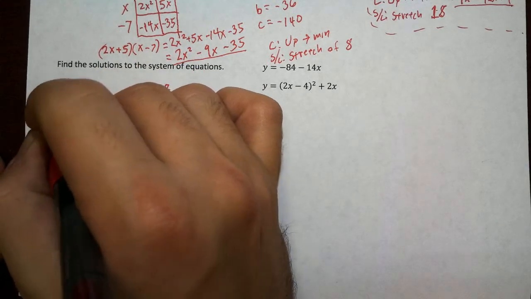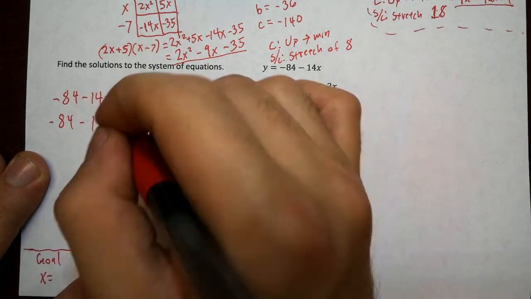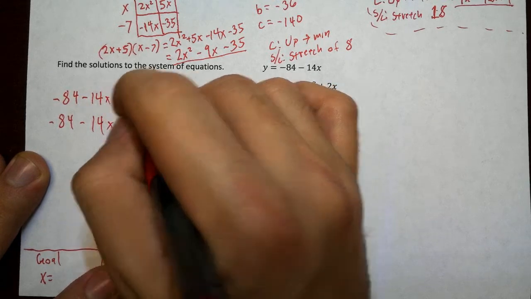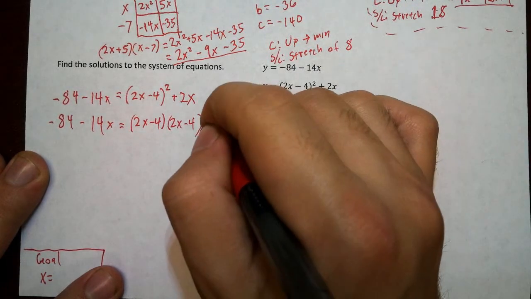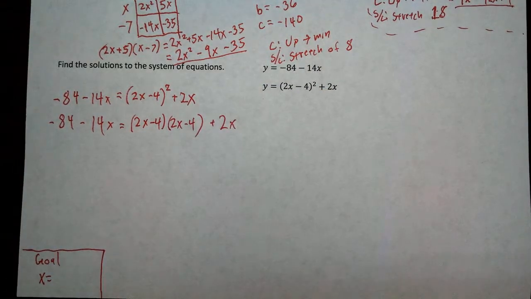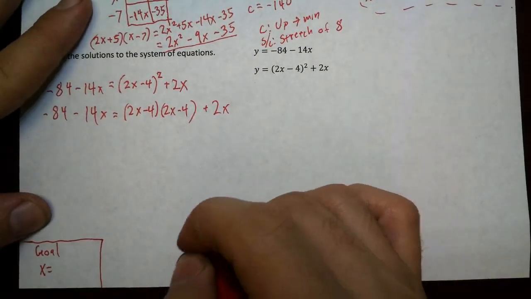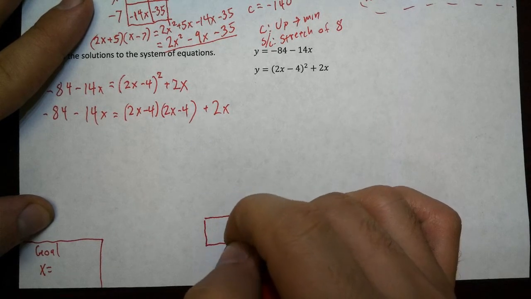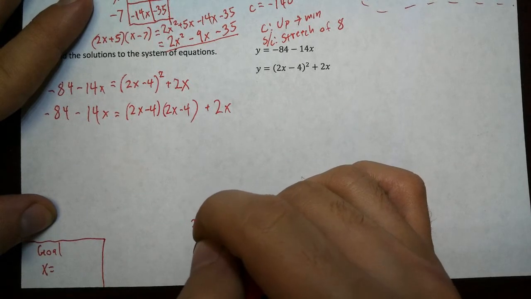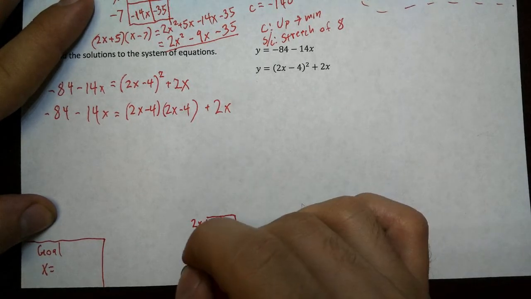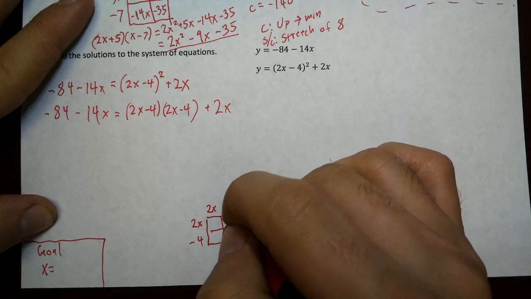So we know that a binomial squared is just 2x minus 4 times 2x minus 4. And then bringing down that plus 2x. So down here, I'll do my binomial multiplication with my box method, which is just clearly superior. If you think otherwise, all hope is lost on you. I'm just kidding, that was harsh. But at the end of the day, we know which method's better.